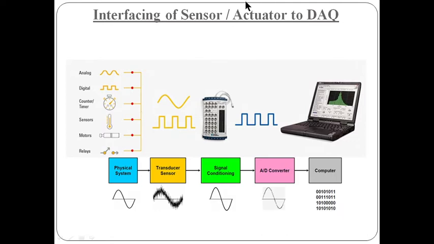Okay, so this is the interface of the sensor to the data acquisition system. Again, listen to me, the following types of variables can be measured and recorded using the data acquisition system. The variables are force, pressure, temperature, flow, vibration, mass, density, radiation, rate, quantity, time. All these can be measured.